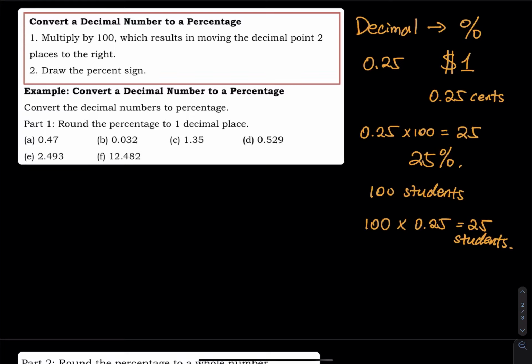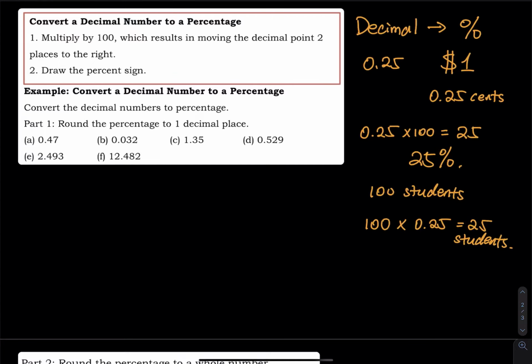So let's say you change the 25 to a 40. That means out of 100 people, 40 people got an A. All right. So let's say we have 100 people in a lecture hall, and 50% of the people have a car. That means 50 people. 50% of 100 is 50, right? So the 50% is per 100. Out of 100 people, 50 of them have a car.